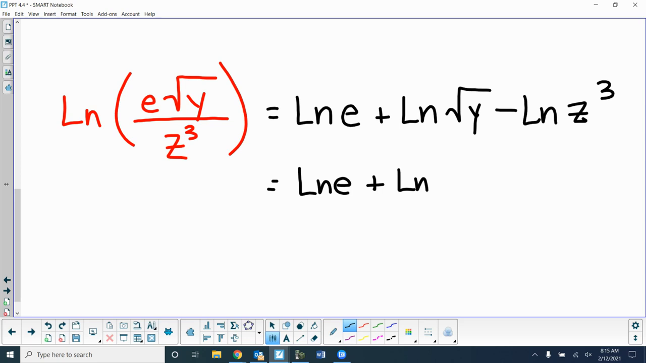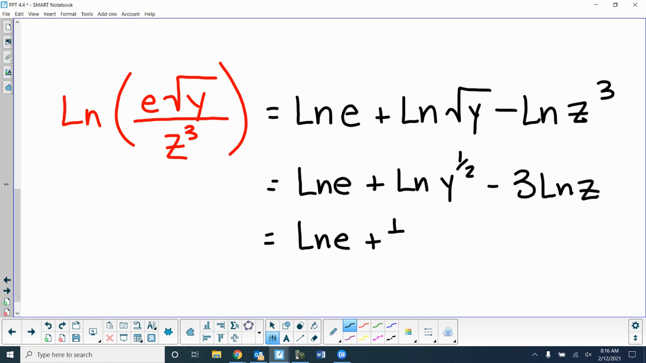Now, what exponent is that? What do I do with the 1/2? Come on. What do I do with the 3? What am I going to do with this 1/2? Same thing. Can I simplify any of those? Or is that it?